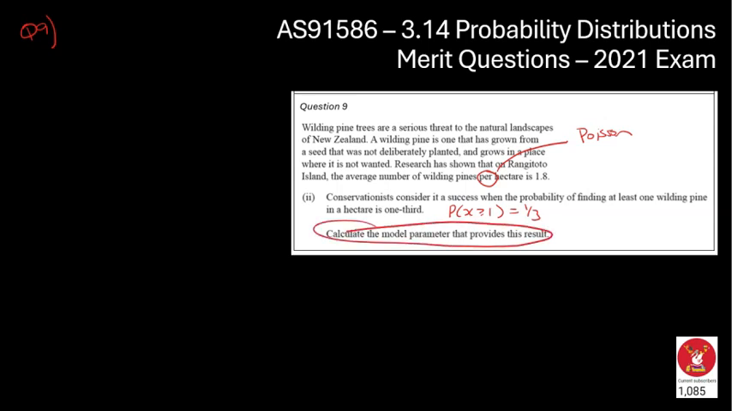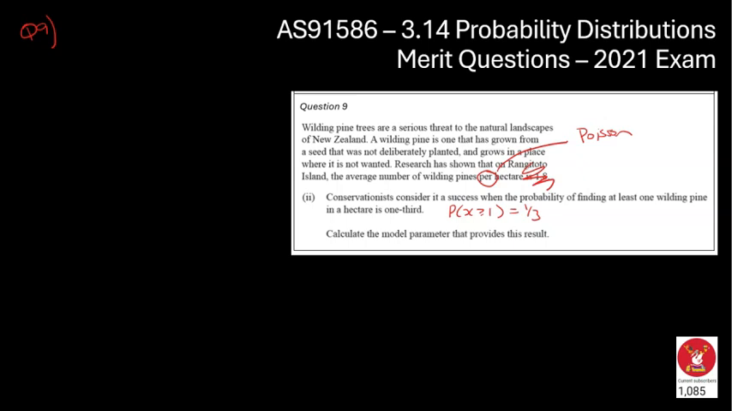Calculate the model parameter that provides this result. So the key word to note is they haven't given us the parameter. So that's what we're trying to find out. Even though we're given this average here, they're basically trying to say that average isn't relevant. What average do we need to meet this criteria here?